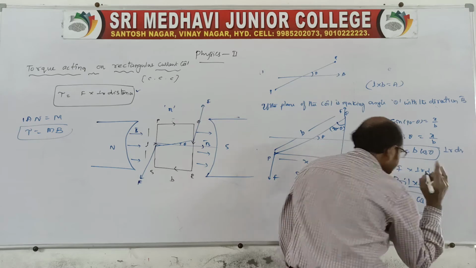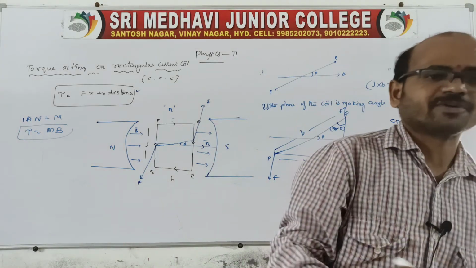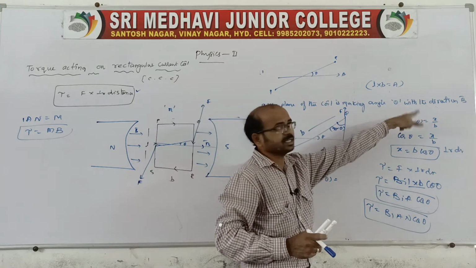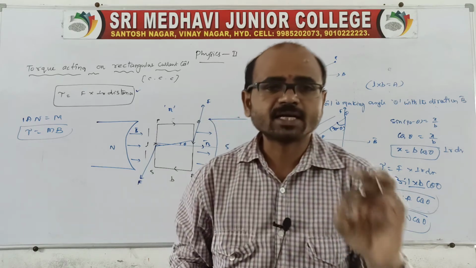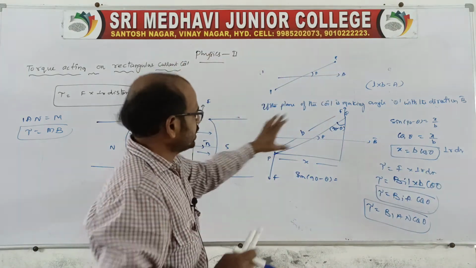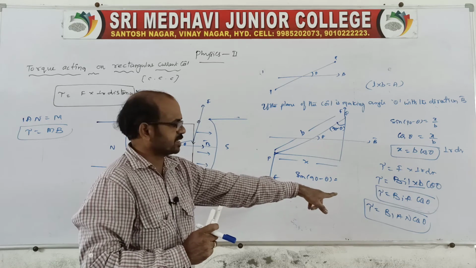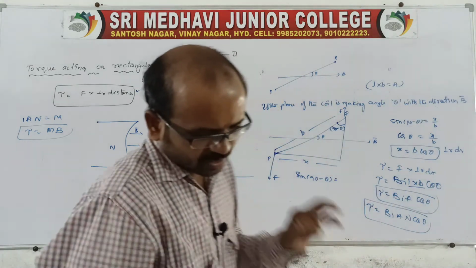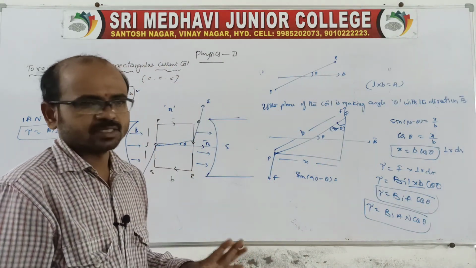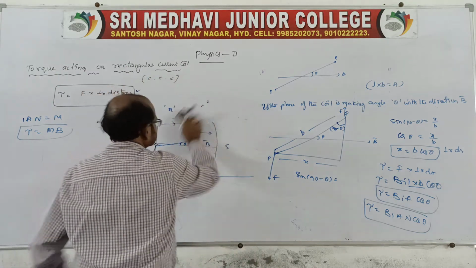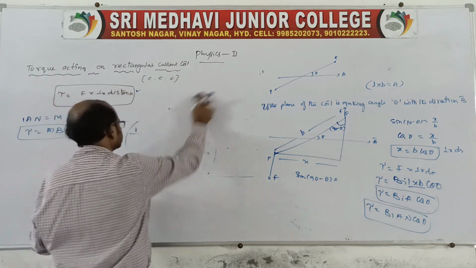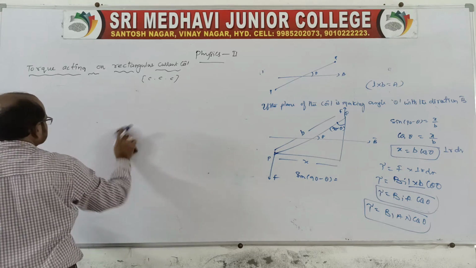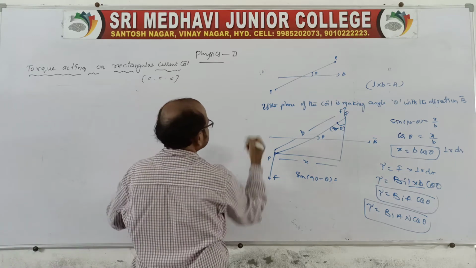See, this formula, when should we use it? Very simple. If the plane of the coil is making an angle theta with the direction of B, then only use this formula: torque is equal to BIAN cos theta. See, there is another one also. If suppose the normal to the plane of the coil, see the next case. This is case 1 you take.